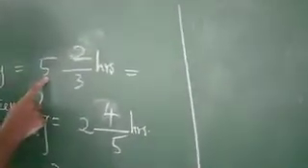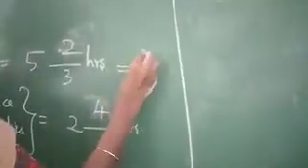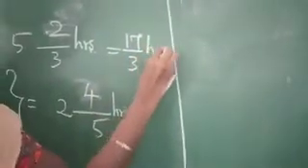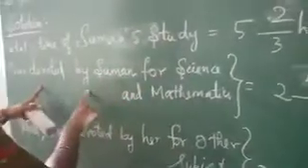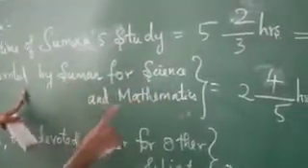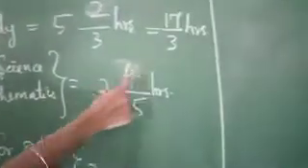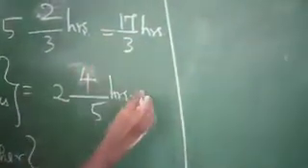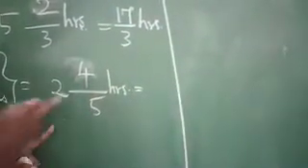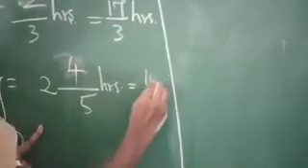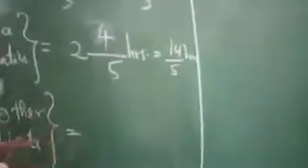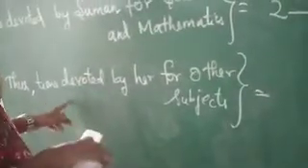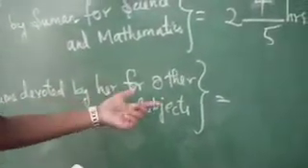What will you get? 3 5s are 15, 15 plus 2 is 17. So 17/3 hours. Now the time devoted by Suman for science and mathematics is 2 4/5. So again you convert this into an improper fraction. 5 2s are 10, 10 plus 4 is 14. So 14/5 hours. Now you have to find the time devoted by her for other subjects.